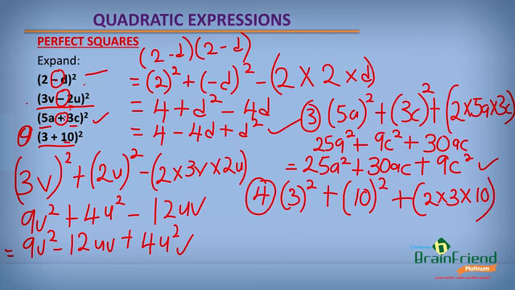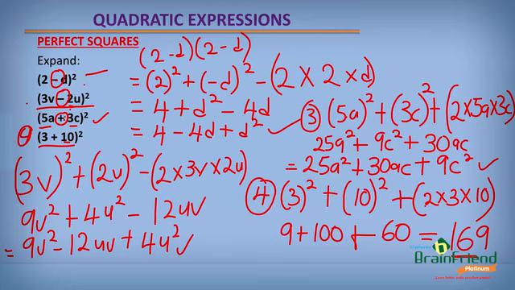So 3 squared, that is 3 times 3, is 9. 10 squared, 10 times 10, is 100. And 2 times 3 times 10, this is 60. So 9 plus 100 plus 60 gives us 169. So the answer to the fourth question, (3 plus 10) all squared, is 169.